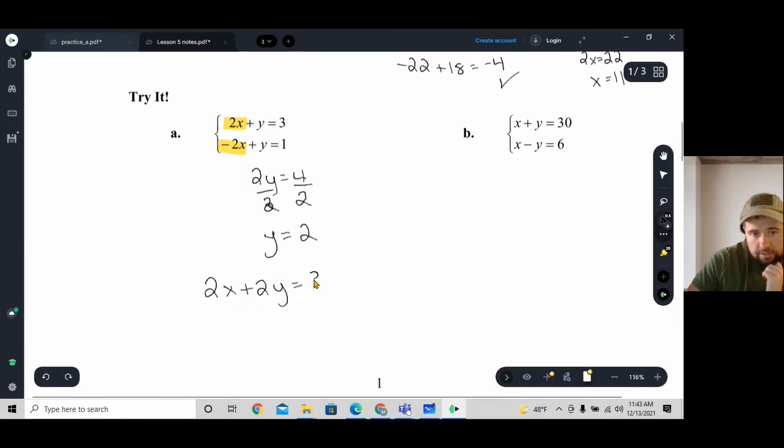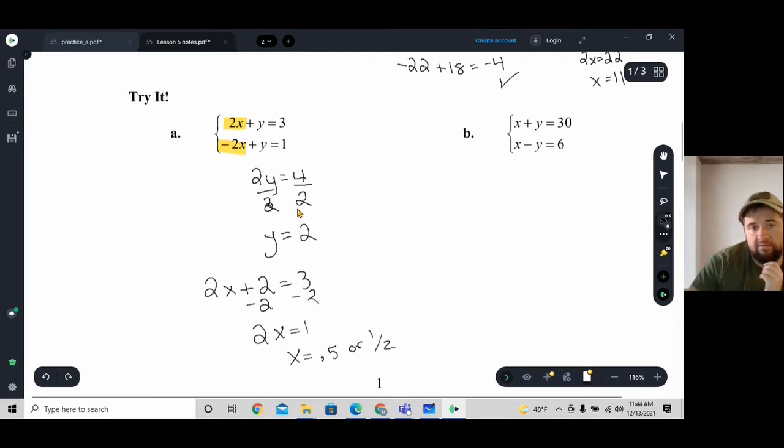Sorry, let me rewrite that. 2x plus 2 equals 3. I'm going to subtract 2 from both sides. I'm going to write 2x equals 1, which means x equals 0.5 or 1/2.